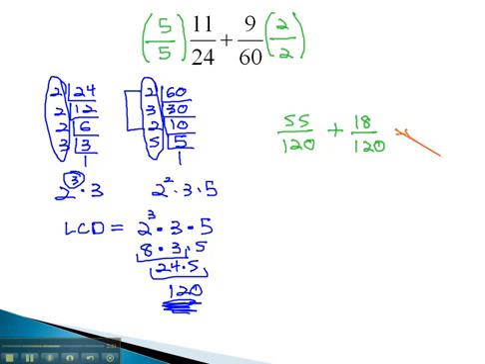And finally, 55 plus 18 is 73 over 120. This fraction doesn't reduce, and so we have our final solution.